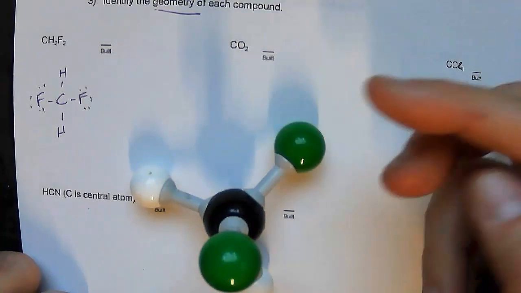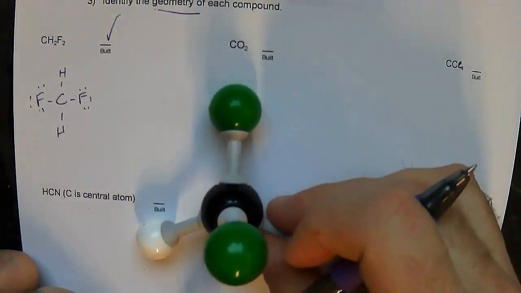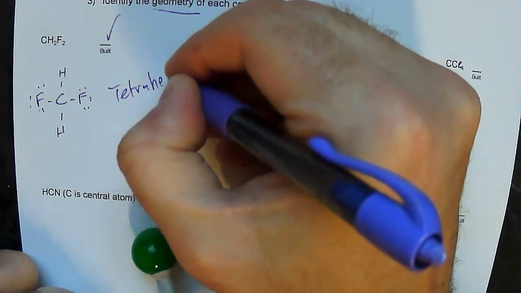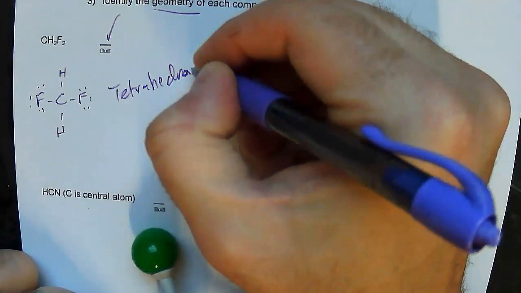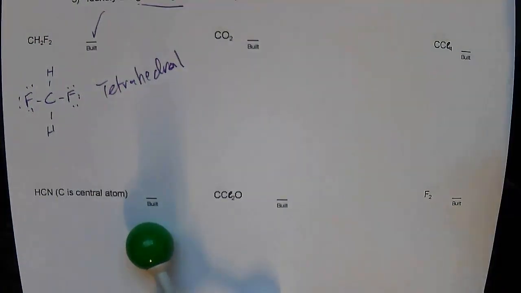Okay, it's got 4 bonds. So we built this, we looked at it, and this is a tetrahedron, or tetrahedral, depending on how I taught it in class.